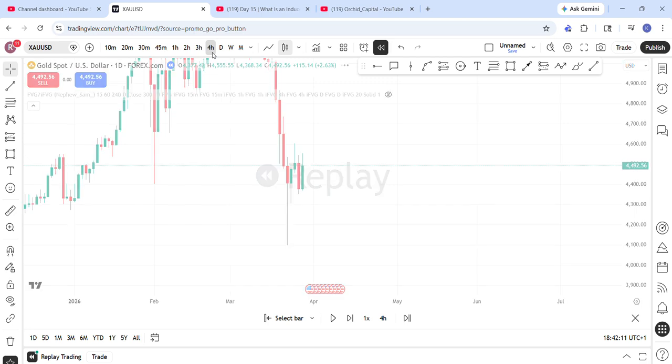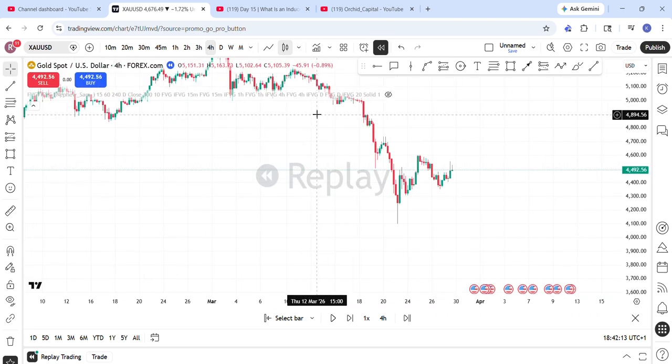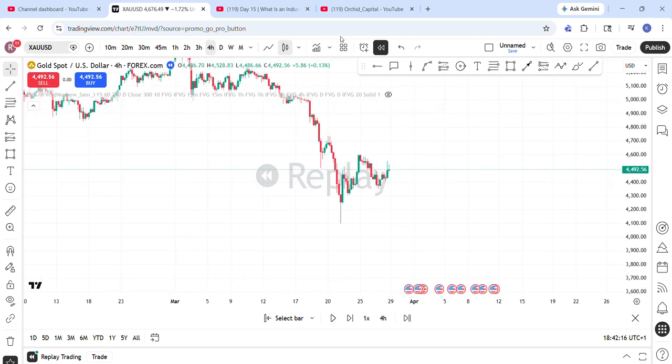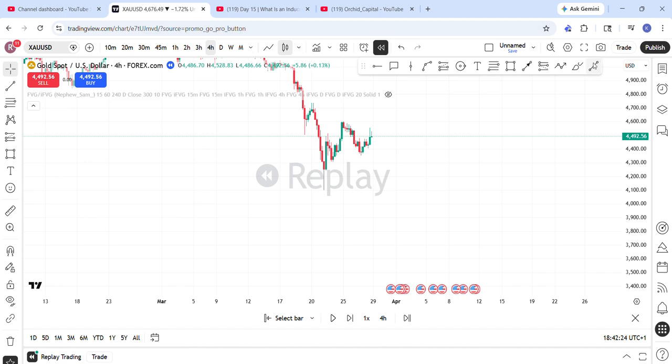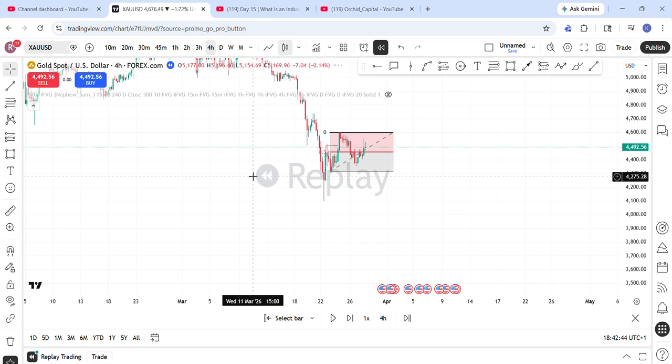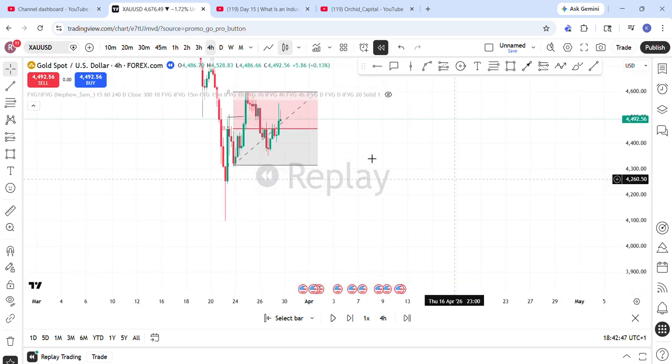So, from the 4 hours time frame, we had a break of structure here. See the break of structure here. You get me? So, price is in our discount zone, so we should be looking for buys. So let me show you how I got this buy.